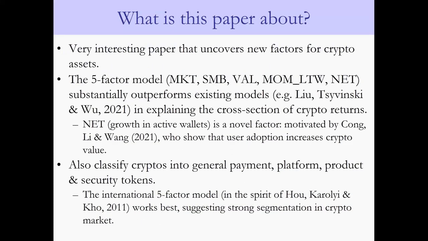This paper uncovers a few new factors for crypto assets. Basically, this is a 5-factor model, including the market factor, size, value, momentum factor for large cap cryptos, as well as the most novel factor, which is called the network factor, which I'll explain a bit more later. This model substantially outperforms existing models in explaining the cross-section of crypto returns.